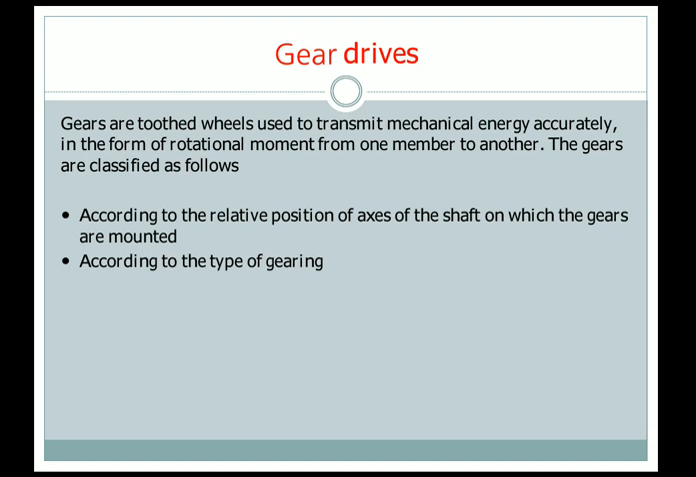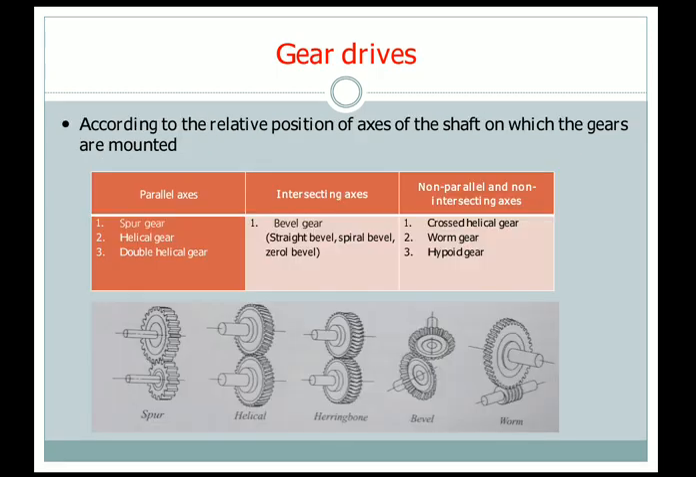The gears are broadly classified according to the relative position of the axis of the shaft on which the gears are mounted, and also according to the type of gearing. According to the relative position of the axis of the shaft on which gears are mounted, there are mainly three classifications: parallel axis, intersecting axis, and non-parallel and non-intersecting axis.